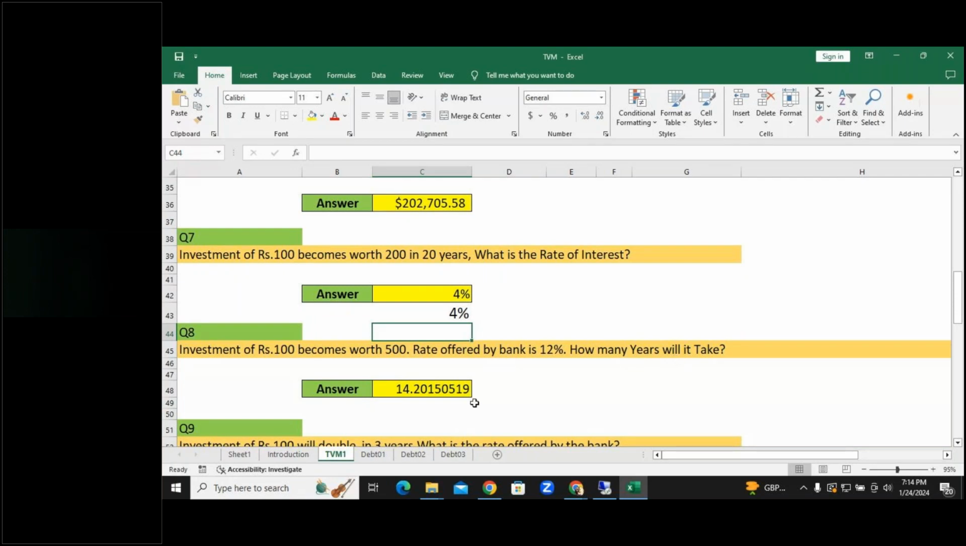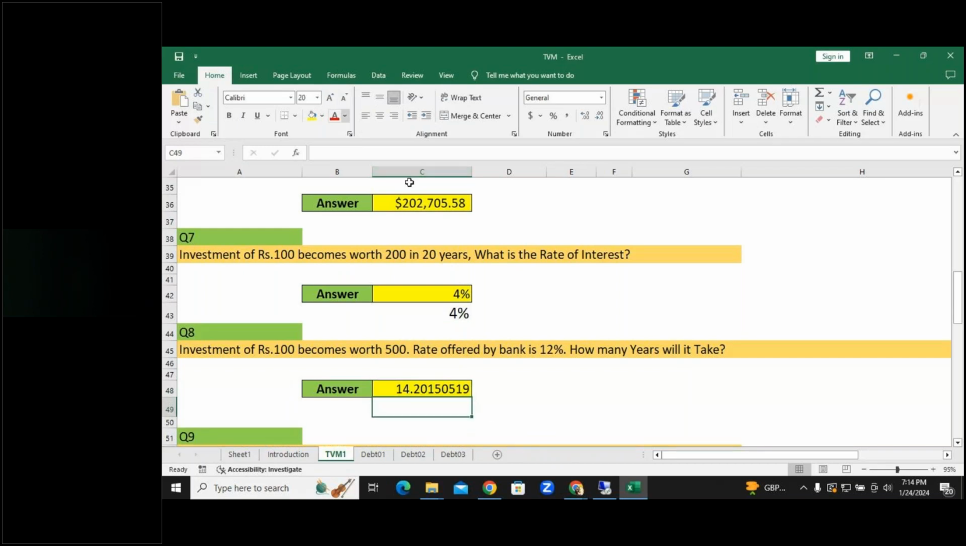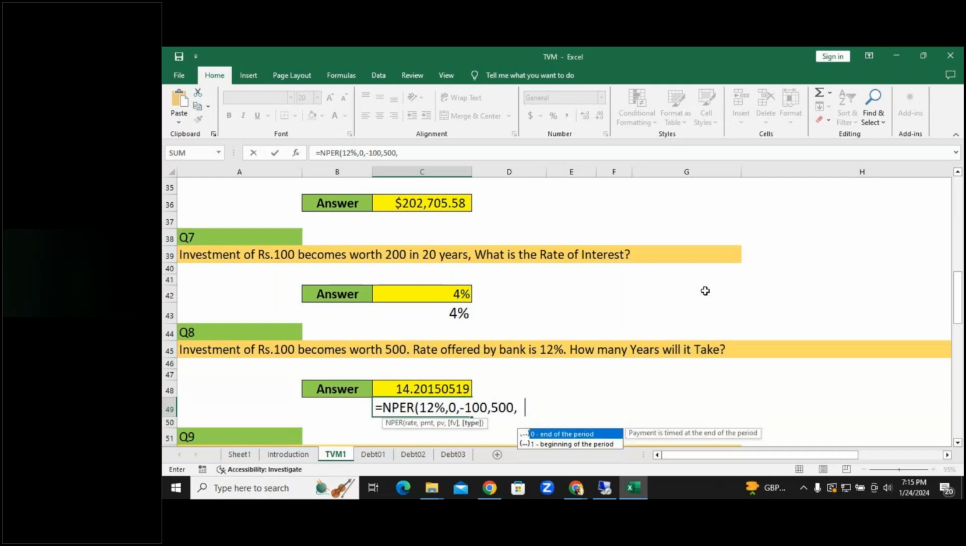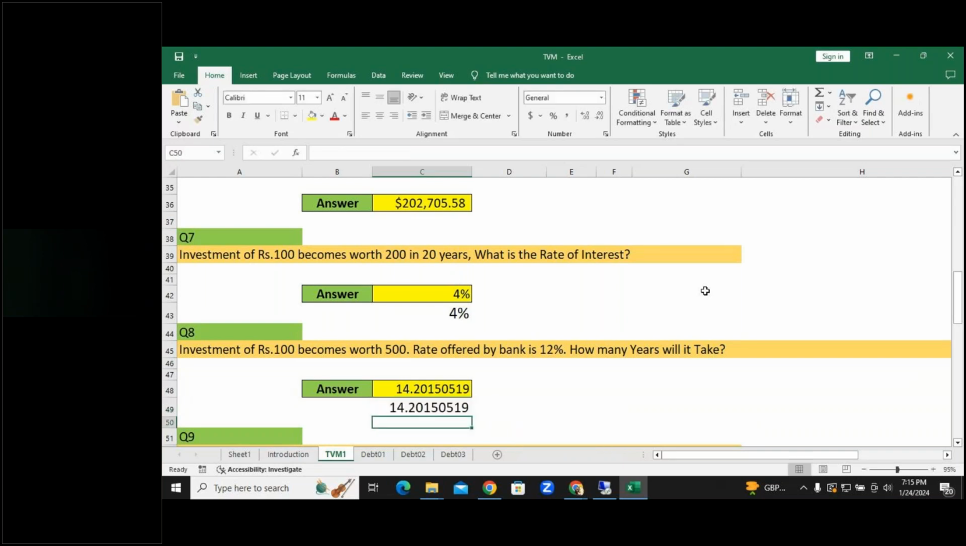So here I need to calculate NPER. Okay. So here I give equals NPER, open the bracket. Rate is 12%, comma, PMT is 0, comma, present value minus 100, comma, future value I am going to receive 500. I wanted to check it for end of the period. Close the bracket. Enter. So it is 14 years 2 months I need to get.